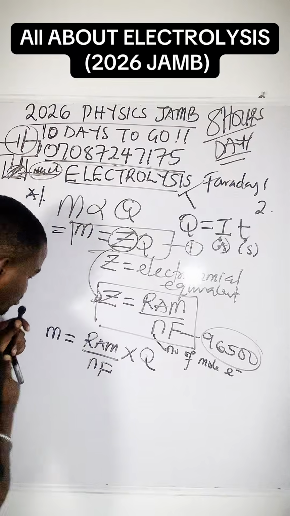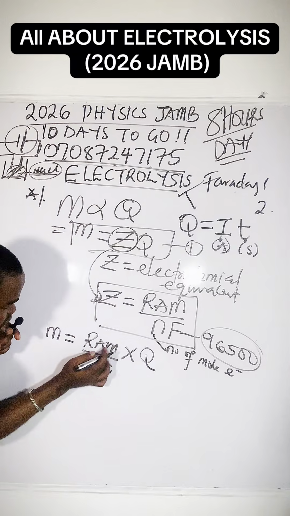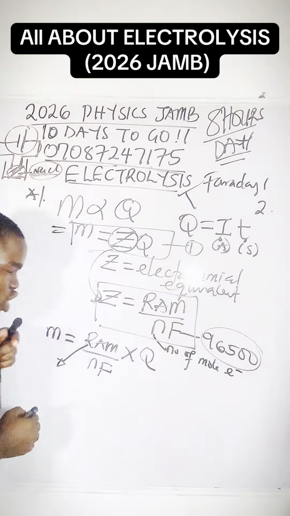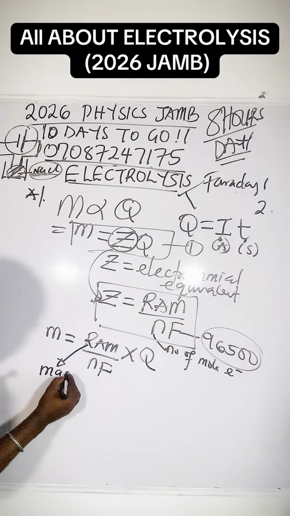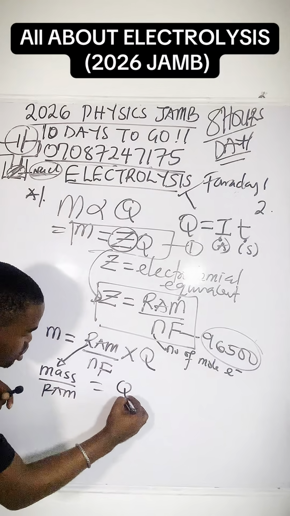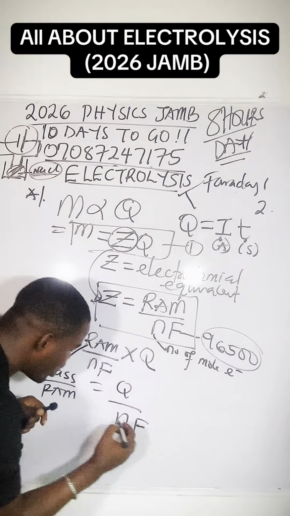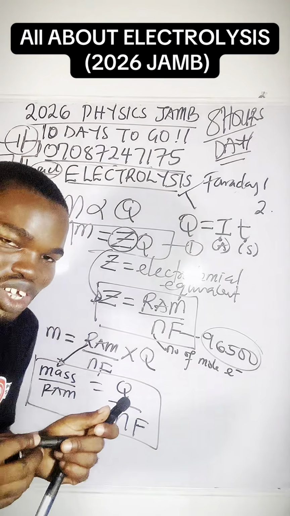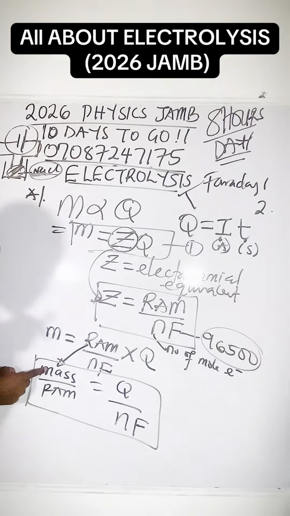Now, mass here. So when this comes here, let's do the magic. If this RAM comes down, it will be the mass over RAM equals Q over NF. Are you seeing what I'm saying? Drop it in the comment section. What does mass over RAM mean?